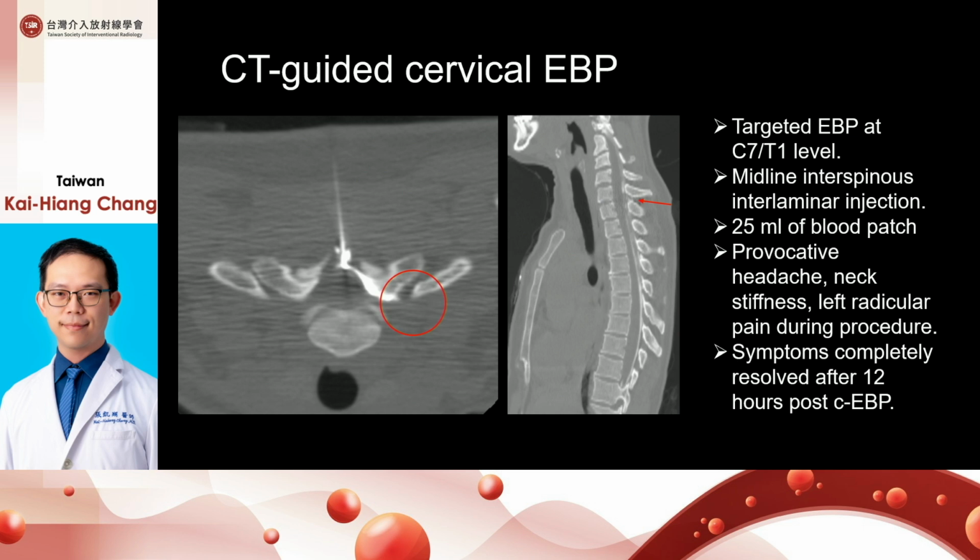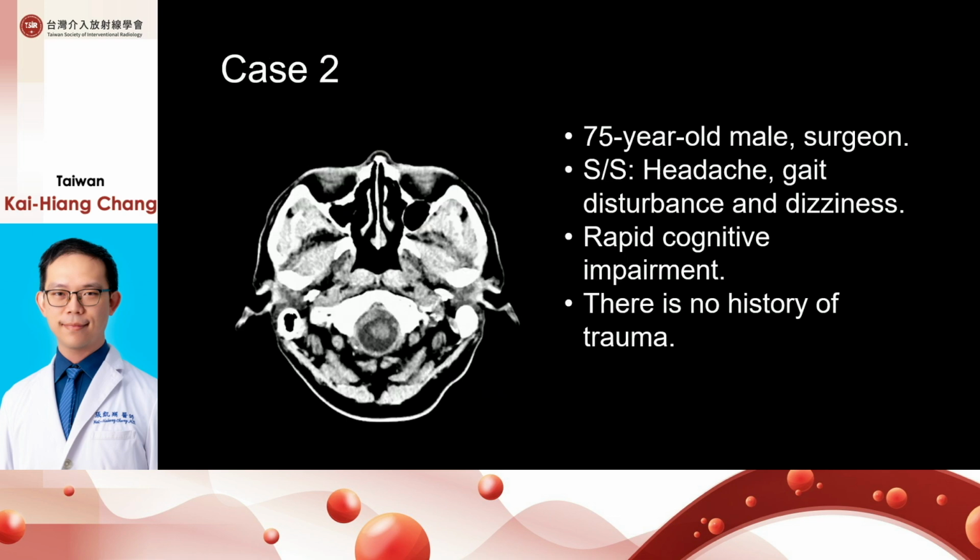Then I performed a targeted EBP at the C7-T1 level with a midline interspinous interlaminar injection with a total of 25 milliliters of blood patch. The patient experienced a provocative headache, neck stiffness, and left radicular pain during the procedure, but the symptoms completely resolved after 12 hours post-EBP.